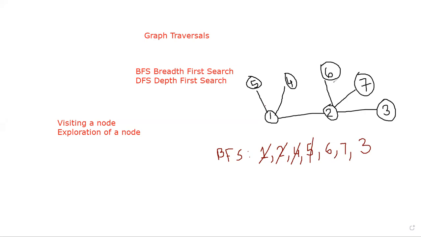Okay. Now you have 6. So you have to explore 6. You see for 6, no other nodes are there. You have only 2, and 2 is already visited and explored and deleted also. So 6 is also visited. Similar with 7 and 3. So the traversal is 1, 2, 4, 5, 6, 7, 3. This is the way you are going to traverse this graph.